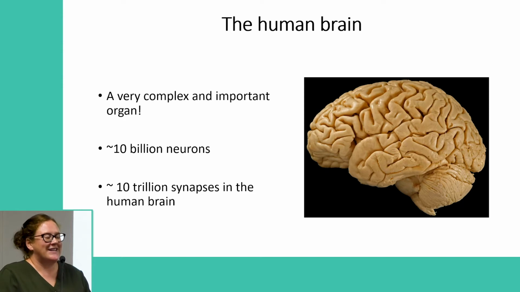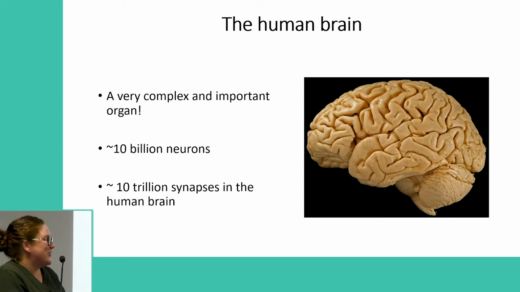So the human brain is a very, very complex organ, and it contains a huge number of neurons, 10 billion, and 10 billion trillion synapses, which are the connections which allow the brain cells to talk to each other. You can see on this picture that it is kind of a weird looking structure. It has all these folds on the surface, and it has different parts as well. And actually the different parts of the brain are specialised to do different functions.